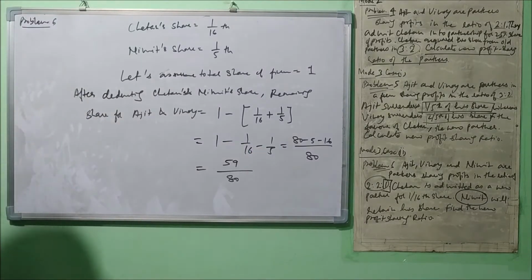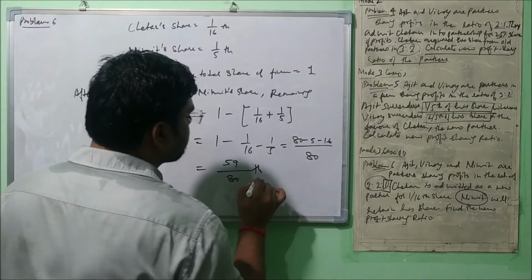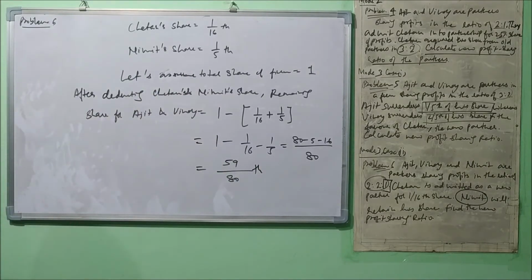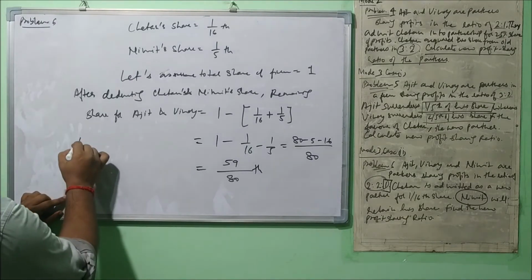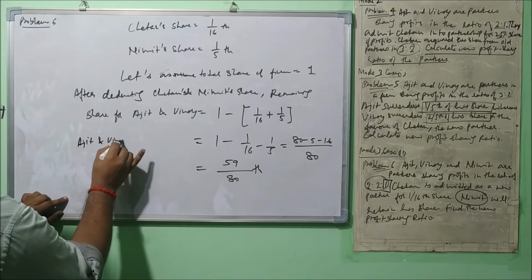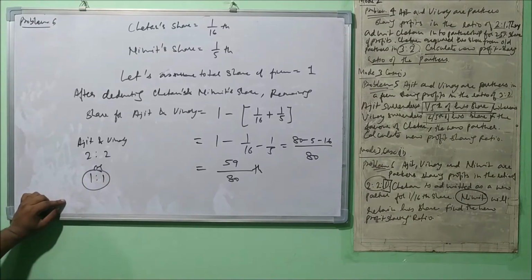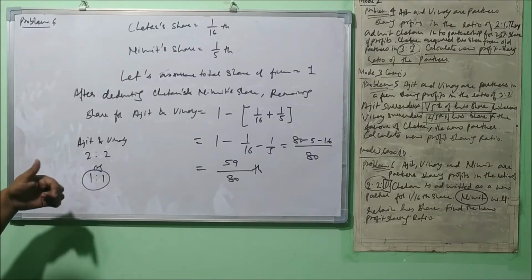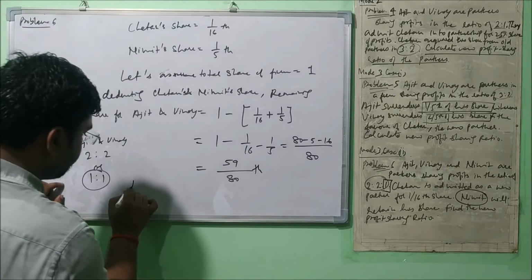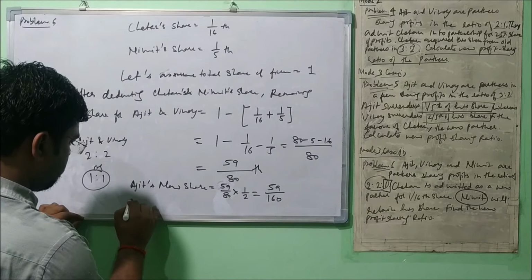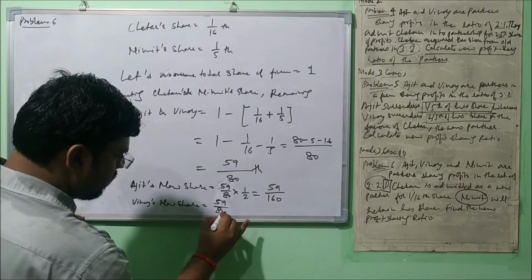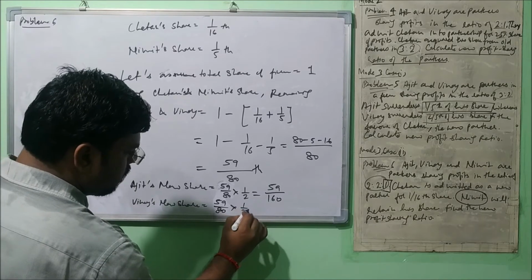Fine. So 59 by 80 share is remaining for Ajit and Vinay. No further information is given about Ajit and Vinay, so they will share it in the old profit sharing ratio. What was the old ratio of Ajit and Vinay? It was 2:2, or we can say 1:1. So what will be Ajit's new share? Let's calculate here: that is 59 by 160. Similarly for Vinay, it is the same because they both are getting an equal share.